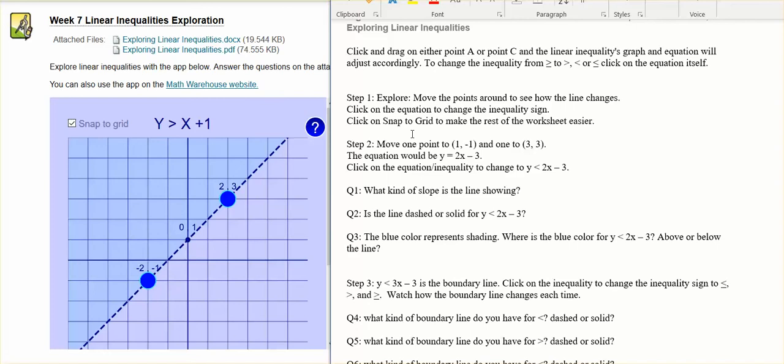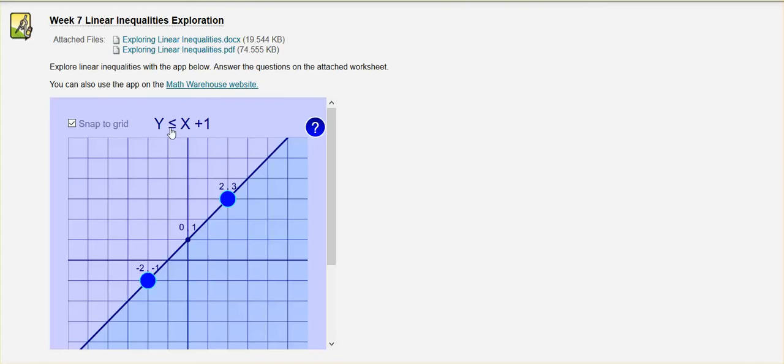Alright, so you're going to just kind of practice moving around a little bit, and see what happens when you click on the inequality. The whole thing is purple, and the blue is showing the shaded region. And that's important, and there'll be questions about where it is shaded. The blue part is the shaded part.